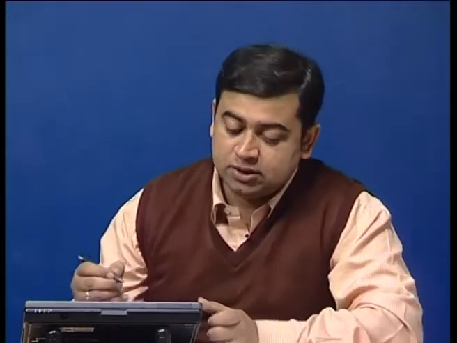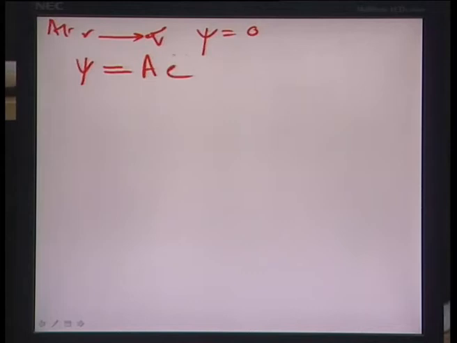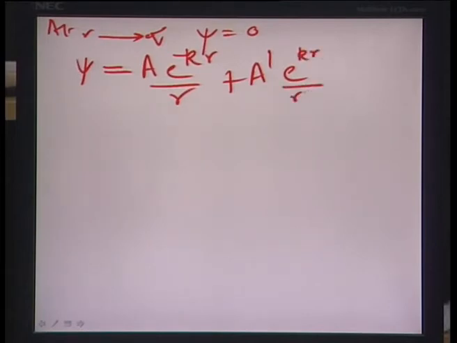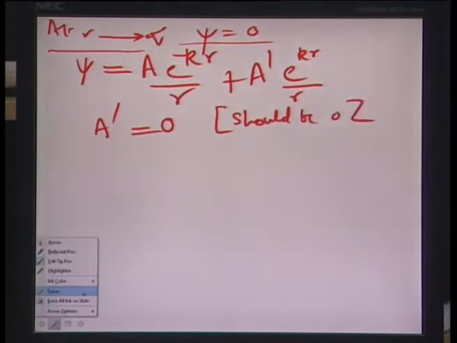So, if we assume phi to be 0 at r equal to infinity, and if we know from earlier that the equation for phi is a e to the power of minus k r by r plus a dash e to the power of k r by r, then the only way you can have this condition, r equal to infinity, phi equal to 0, validated is by assuming that a dash is equal to 0, for obvious reasons.